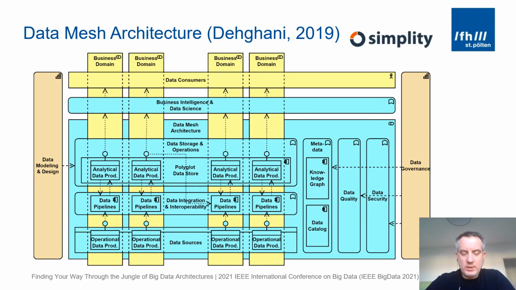Another difference to the paradigms presented before is the idea that also operational data is included, and so also the operational data should be provided by the business domains as data products, just like analytical data is. And of course, they can also interchange data, so data from one domain can be used by the other domain. And again, there's a focus on metadata and semantic metadata as well.